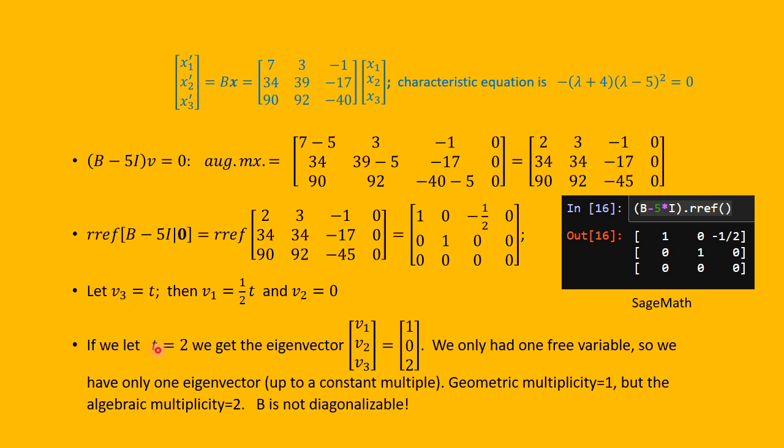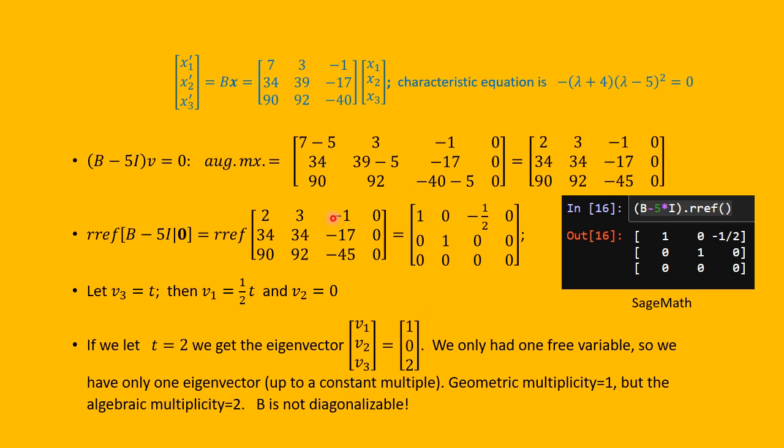If we decide to let t equal 2, then we get that v sub 3 is 2, v sub 1, which is a half t, is 1, and v sub 2, which is 0, has to be 0. So v1, v2, v3 have to be 1, 0, and 2. In this case, we only got one eigenvector up to a constant factor. We could have used another value of t. For instance, if t were 4, then we would have had 204 here, which would have just been double what this one was. So basically, we just get one eigenvector up to a constant multiple.